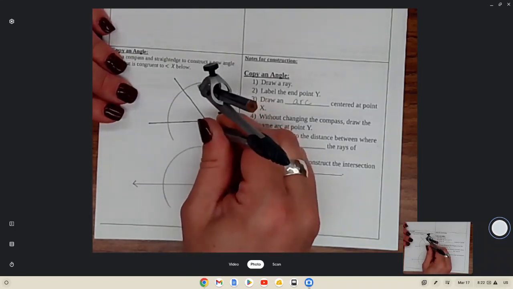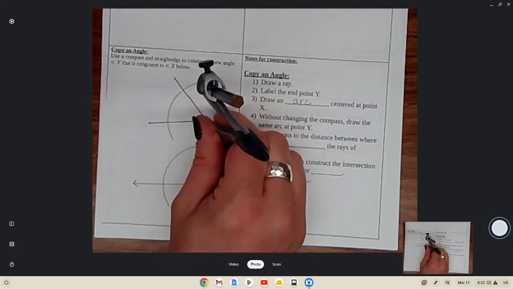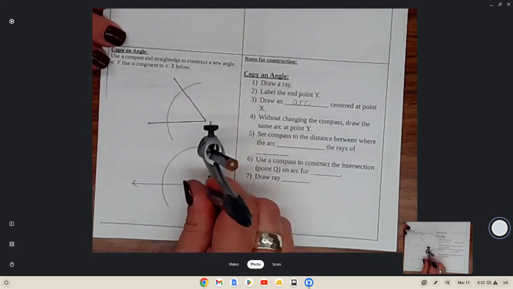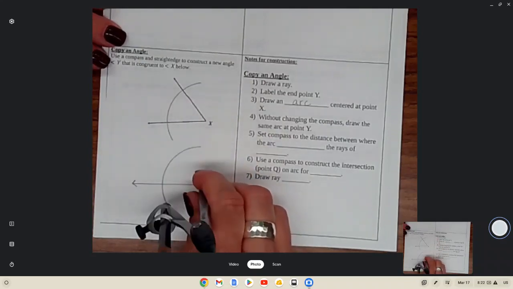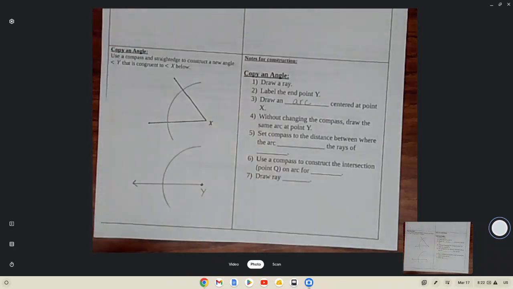So again, we start with the pin on X. I just make an arc. Then I don't move my compass. I don't want to change how much it's open. And then I come down and put the pin on Y, make the same arc. Okay. That was step 4.